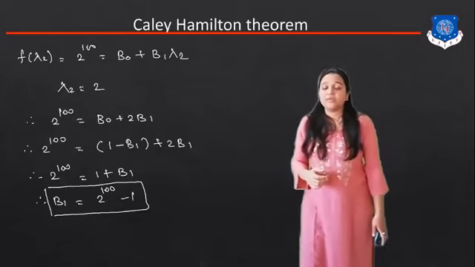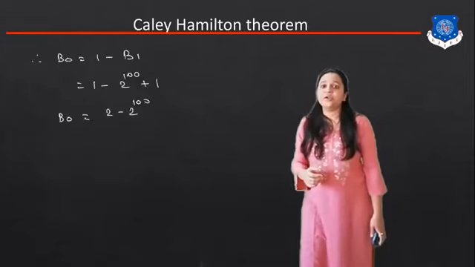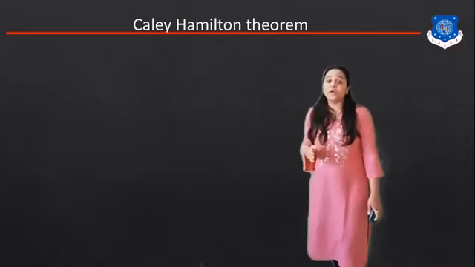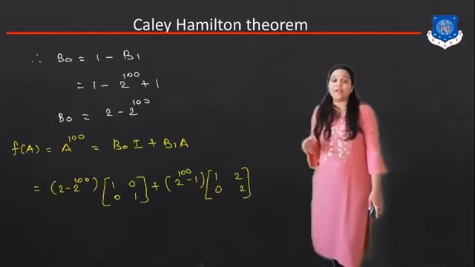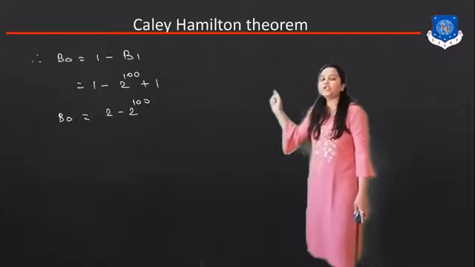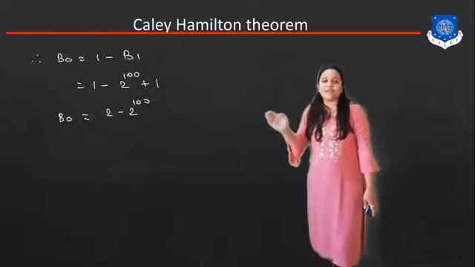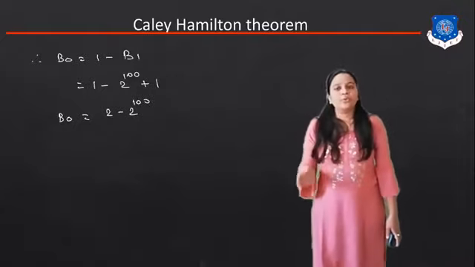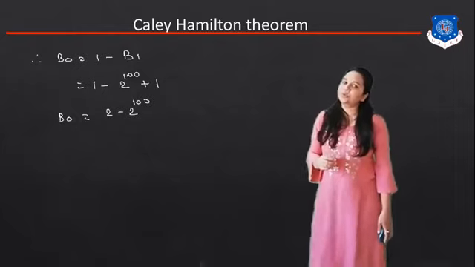Now what is the equation of b0? b0 is equal to 1 minus b1, and b1 is equal to 2 raised to 100 minus 1. So put the value of b1 in this equation, we get 1 minus 2 raised to 100 minus minus, plus plus 1. So b0 is equal to 2 minus 2 raised to 100.